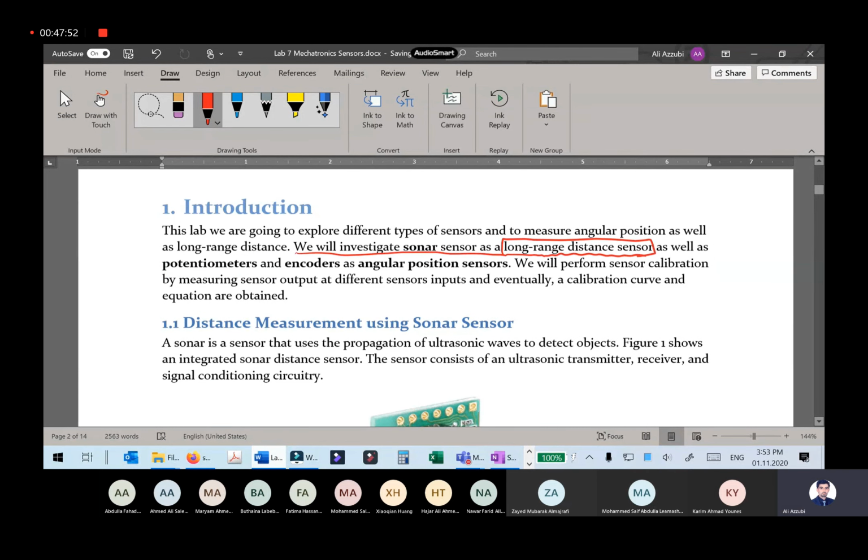Other types, I hope we have the time to experiment with today. In case we don't, I will record a video about them and upload it to YouTube. So potentiometers and encoders. Both of these sensors can be used as angular position sensors. I've shown an example on the sonar, but what about the angular position sensor? Can anybody give a practical example where we need to measure angular position?